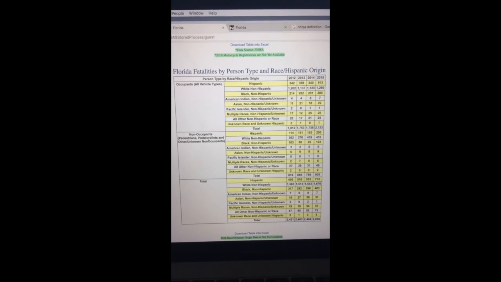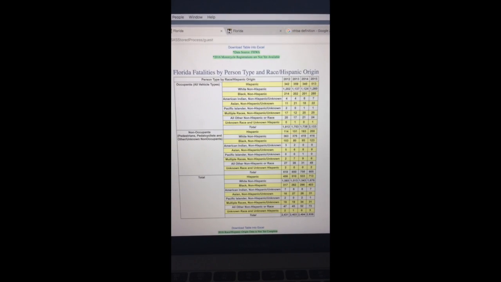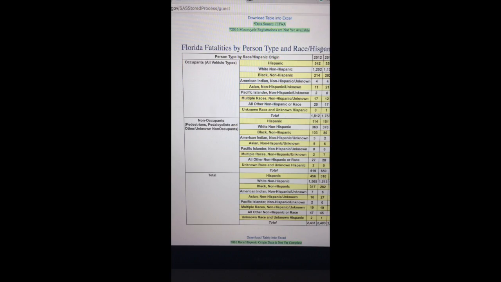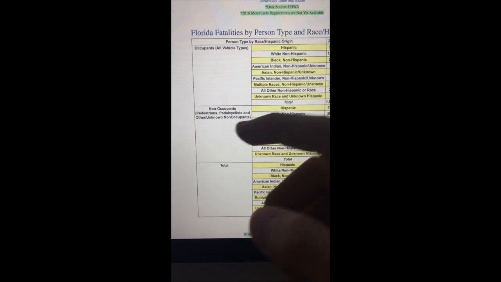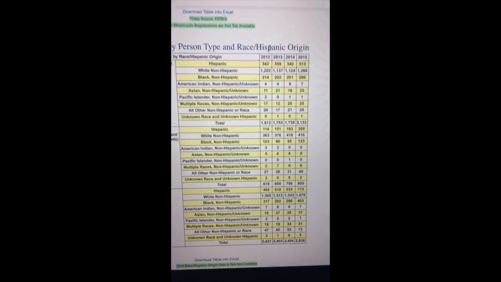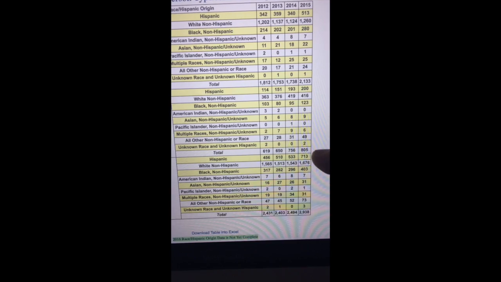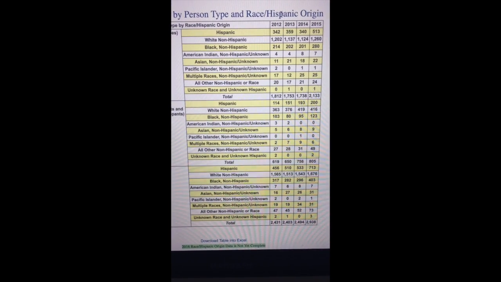Additionally, if we continue to scroll down on the same page, there's another chart labeled Florida fatalities by person type and race Hispanic origin. So here I would like to focus on the non-occupants person type, if you will, and if we drop down to the total row, it accumulates up to 805 in the year 2015.